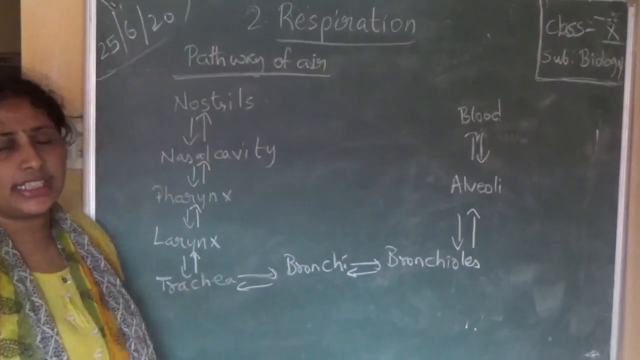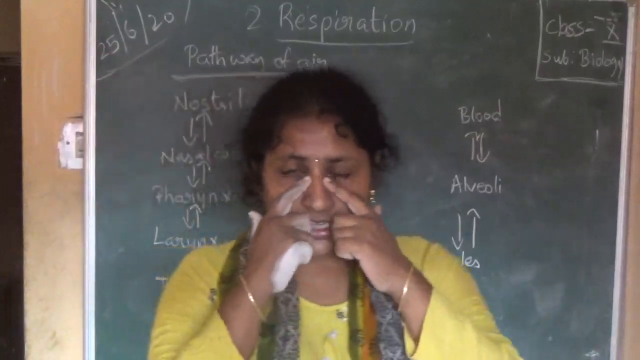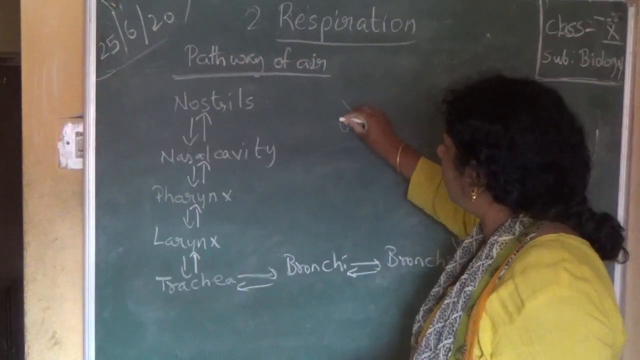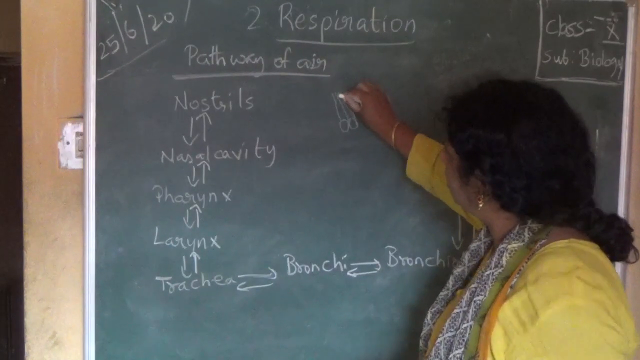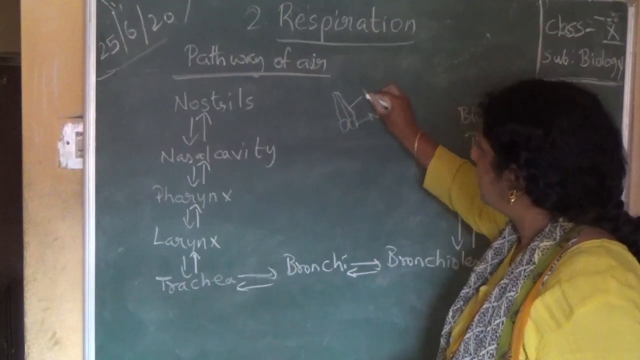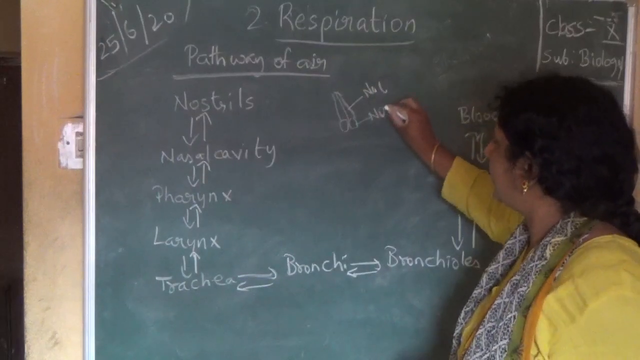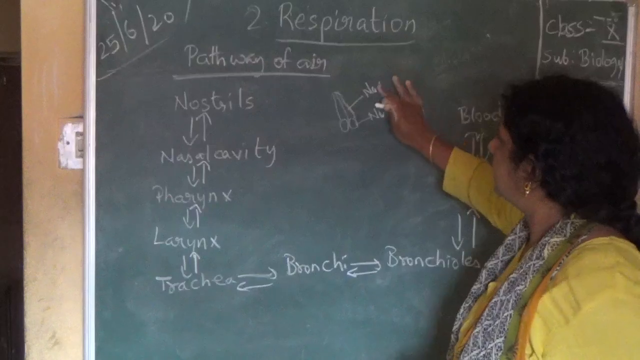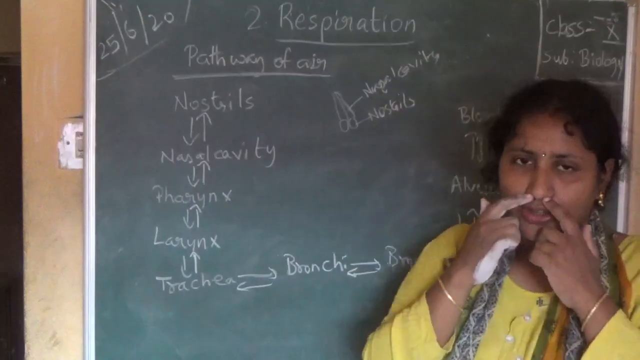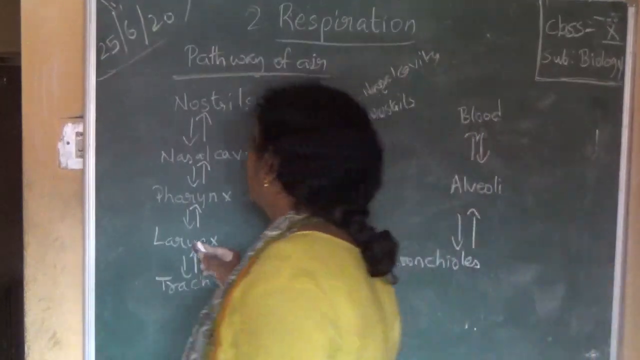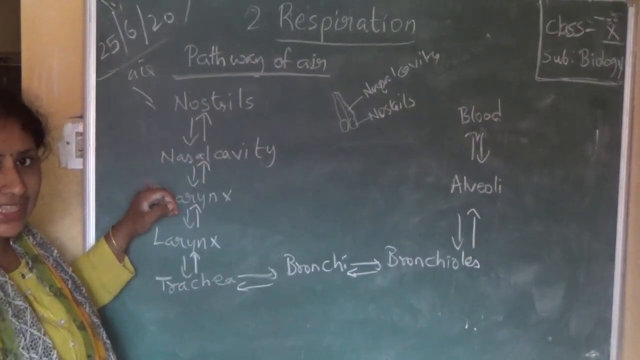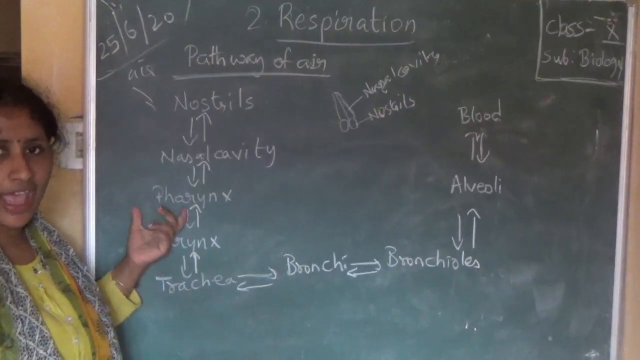From the nostrils it enters into the nasal cavity. If you see, these are the two nostrils, and this is the nasal cavity. Clear? So air enters first through the nostrils, then it passes to the nasal cavity, then it passes to the pharynx.